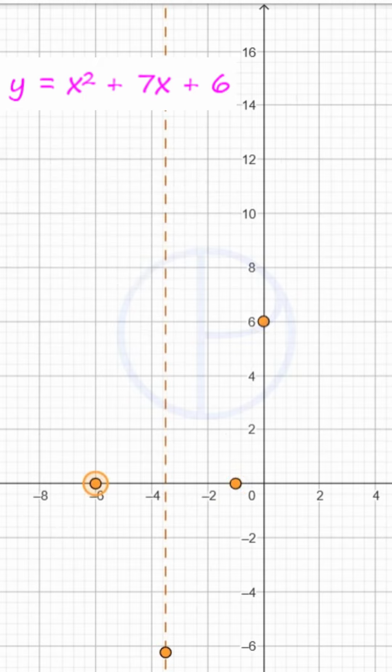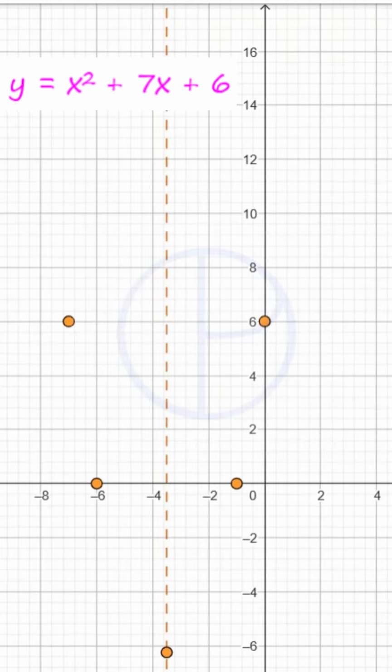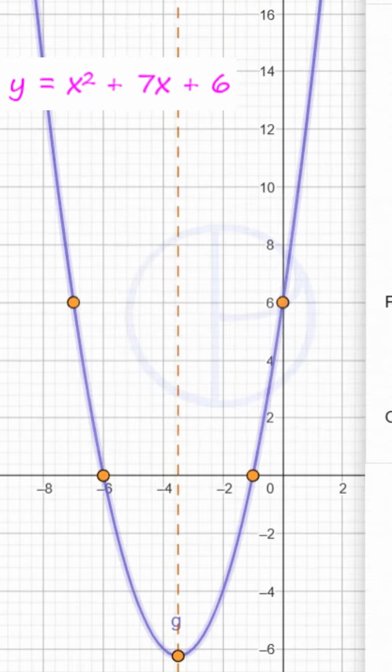Let's add one more point to draw a perfect graph. A point which is symmetric to the y-intercept 0, 6. The distance between the axis of symmetry and the y-intercept is 3.5 units. Now mark 3.5 units from the axis of symmetry towards the left side. Remember, the axis of symmetry divides the curve into two equal halves. Now connect these 5 points to draw a quadratic graph.